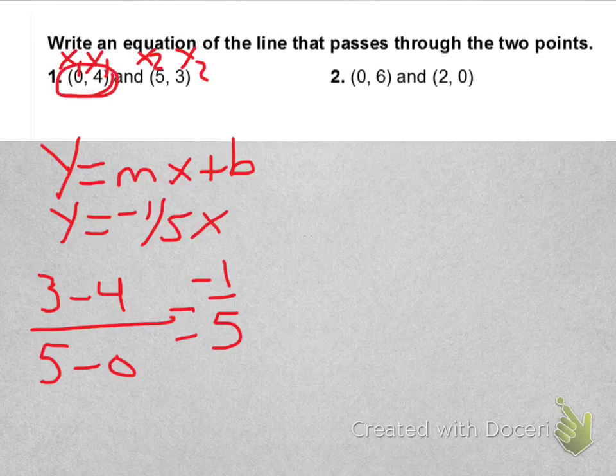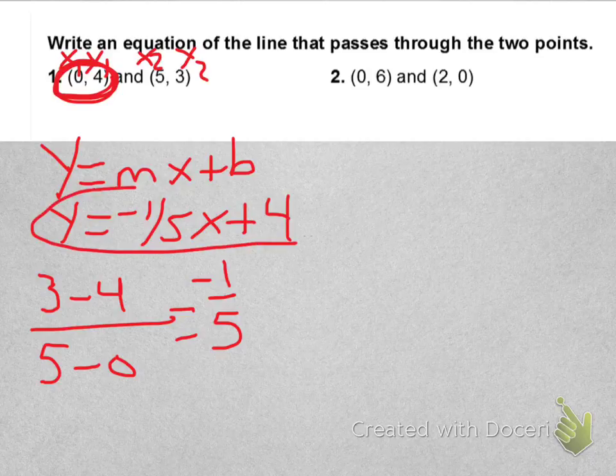Now as you can see, my y-intercept is already in the points. So if you plotted 0, 4, you'll be on your y-intercept. So all we have to do here is plus 4. So there's my equation of the line. We're going to do the same thing for the second one.